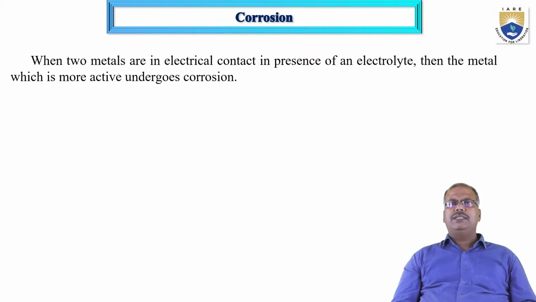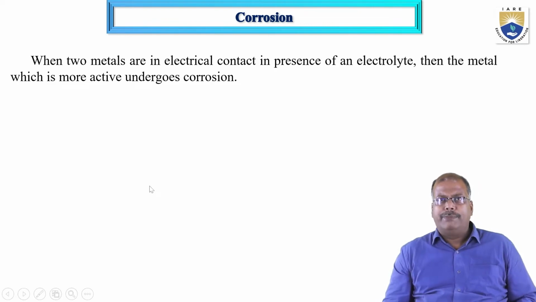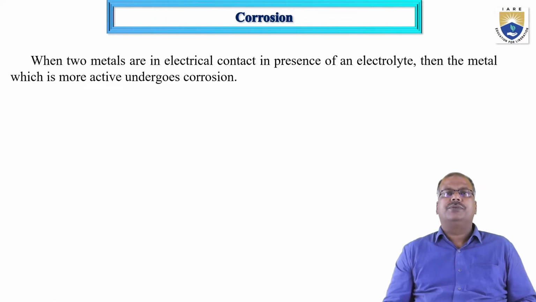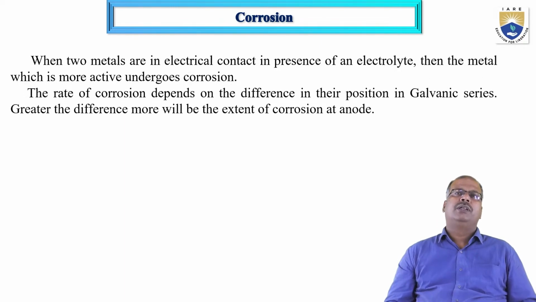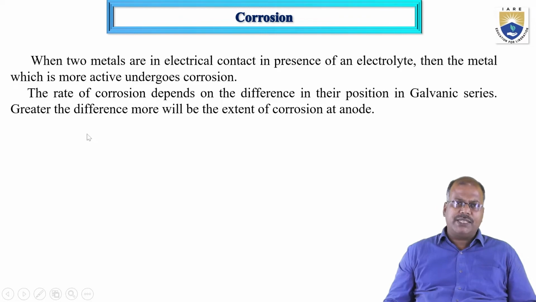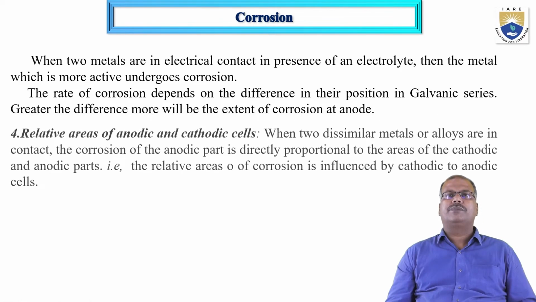So when two metals are in electrical contact in presence of an electrolyte, then the metal which is more active undergoes corrosion, because it is more anodic, more active. The rate of corrosion depends on the difference in their position in the galvanic series. Greater the difference, more will be the corrosion rate at the anode.